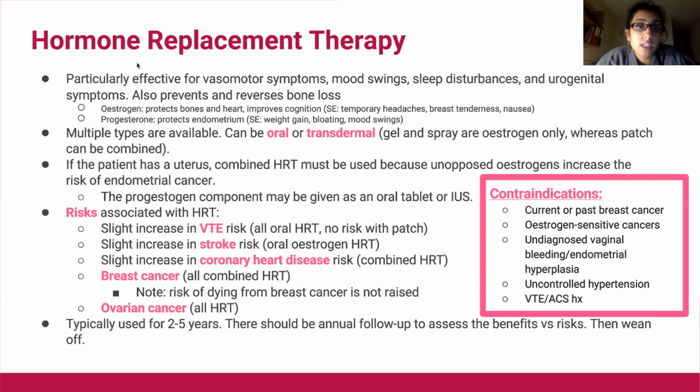There's a slight increased risk in VTE because you're giving someone estrogen. However, that's only with oral. So if someone's at particularly increased risk of VTE, you can give them a patch, because transdermal estrogen doesn't really increase the risk. A slight increase in stroke. However, again, this is oral only, and slight increase in coronary heart disease as well.